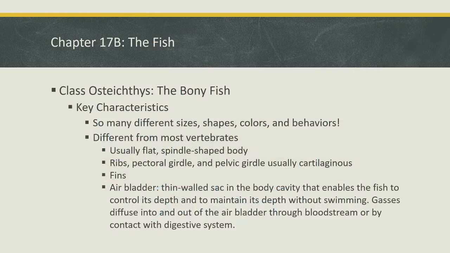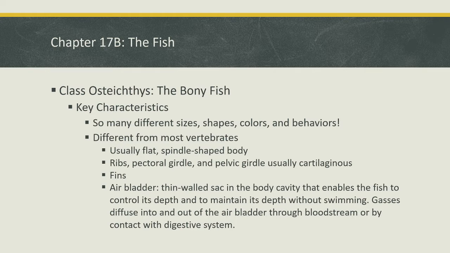All right, moving on. So we talked about fins. All right, air bladder. The air bladder is a thin-walled sac in the body cavity that enables the fish to control its depth and to maintain its depth without swimming. Gases diffuse into and out of the air bladder through the bloodstream or by contact with the digestive system. So basically, if a fish wants to sink lower, the fish needs to be more dense. The way that the fish makes itself more dense is it removes the air from its air bladder, and the fish will naturally sink to a deeper depth.